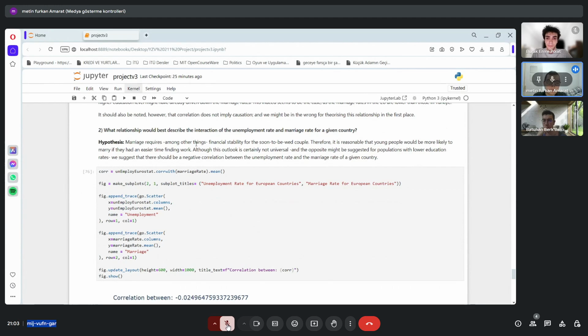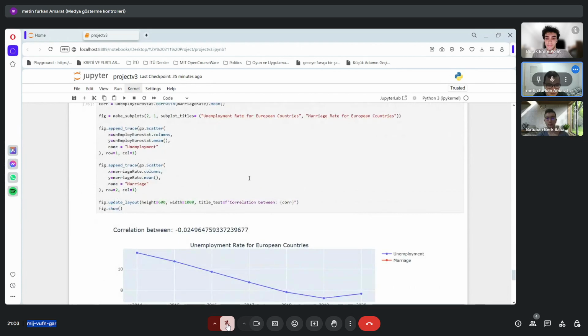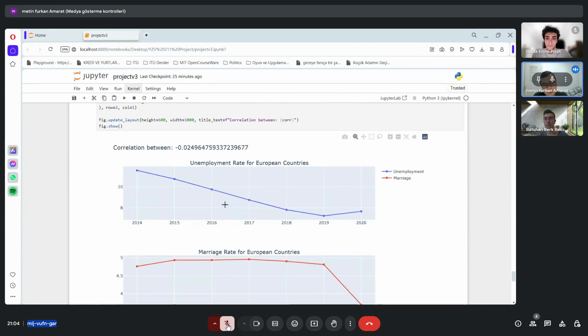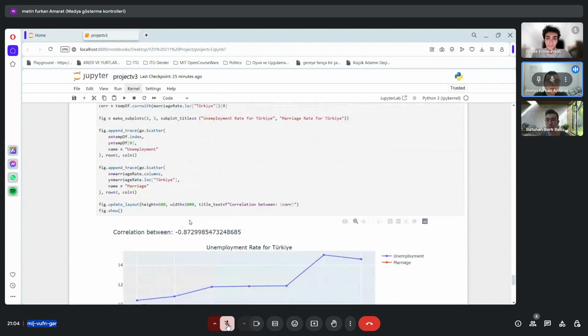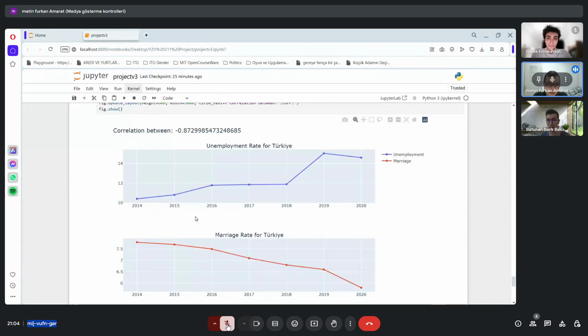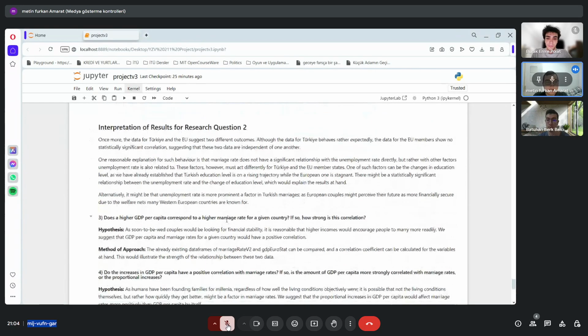The second research question is the relationship between the unemployment rate and the marriage rate. Again, we expect this to be an inverse relationship because we expect the soon-to-be wed couples to pursue financial stability. This was not really the case in the European countries again, and the data fit the hypothesis very well for Turkey. The reason for that might be the perception of financial stability in European countries, whereas this is simply not the case for Turkey, meaning that young couples are more likely to prioritize getting a job first and then getting married.